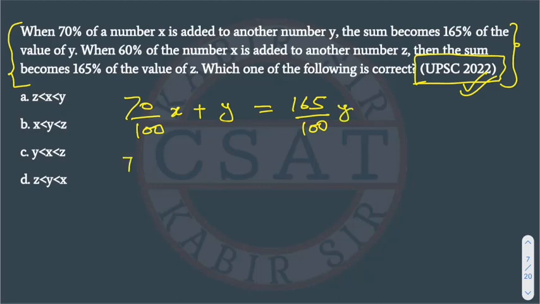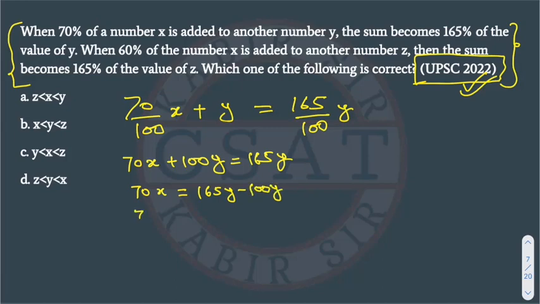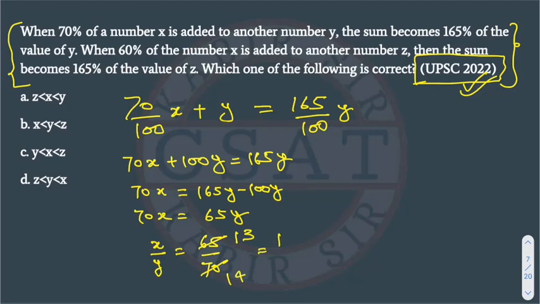So it will become 70x plus 100y is equal to 165y. When we solve this further, it will become 70x is equal to, 100y will go to this side, so it will become 165y minus 100y. So it will become 70x is equal to 65y. Now we will write it as x upon y is equal to 65 upon 70. Now we can divide this by 5, right? So it will be 13 by 14.